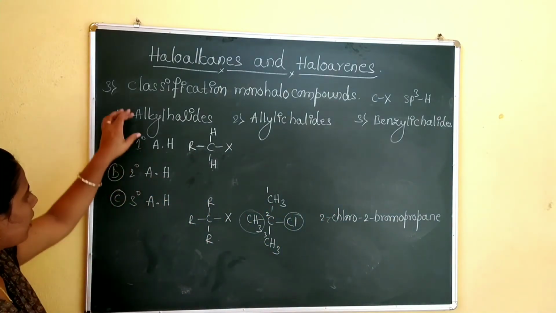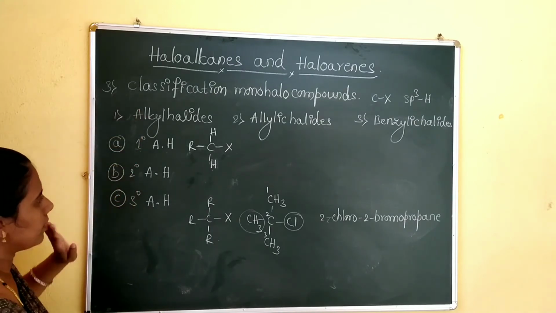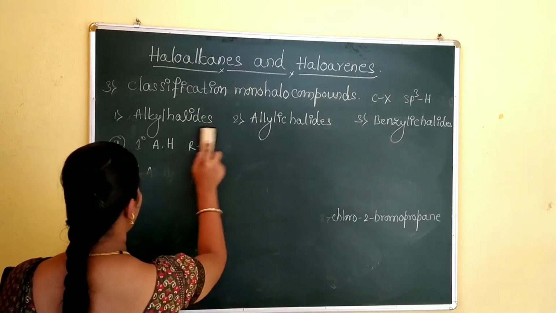This is about alkyl halides. They are classified as primary, secondary and tertiary. And next one is allylic halides. What are allylic halides?